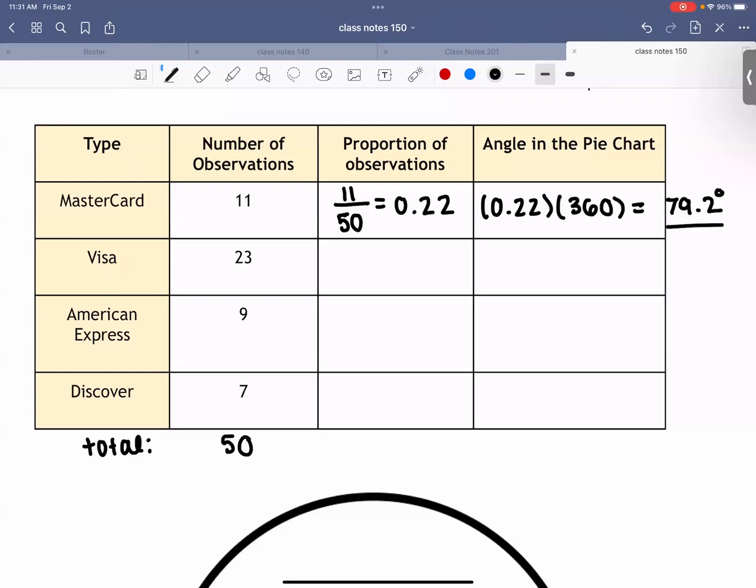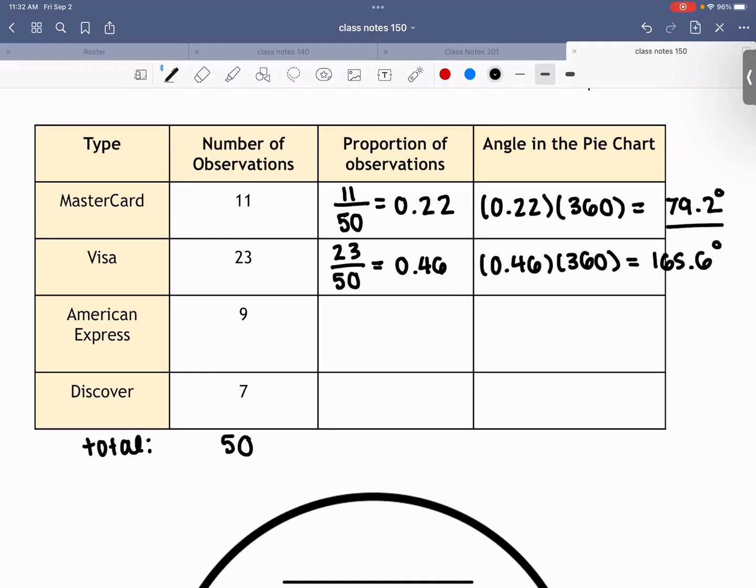Can someone tell me the process they did to find the proportion of Visa? So what did you divide? Alyssa: For the proportion of observations, I did 23 divided by 50, and I got 0.46. Perfect. And do you want to go ahead and do the angle too? Sure, I did 0.46 times 360, and I got 165.6. Awesome, 165.6 degrees. Everyone agree with Visa? All right, Ken: The process I think is pretty good. I think we're all good on this.